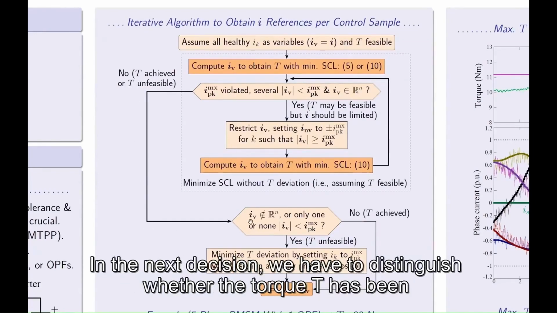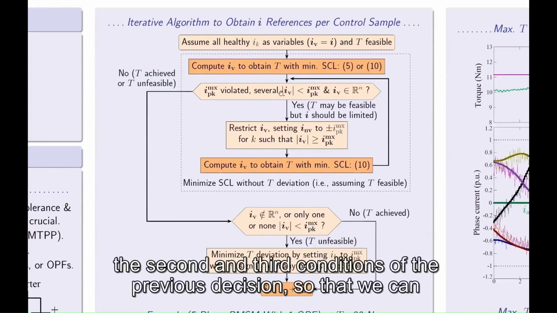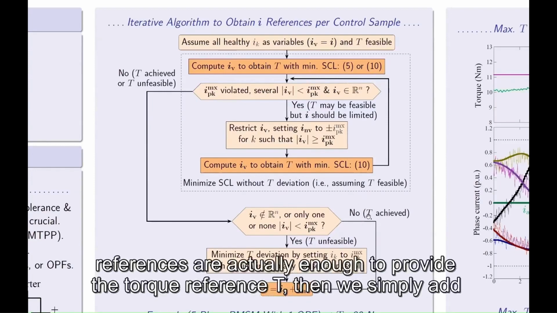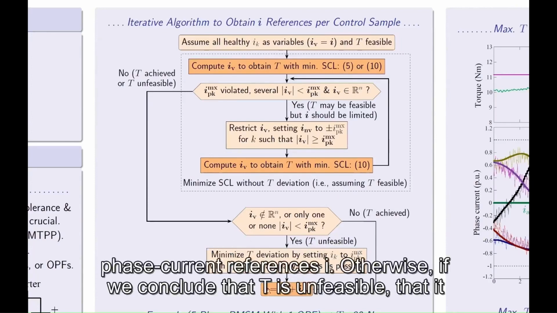In the next decision, we have to distinguish whether the torque T has been achieved or it is unfeasible. So here, what we check is, again, the second and third conditions of the previous decision, so that we can distinguish between these two cases. If we conclude that the obtained current references are enough to provide the torque reference T, then we simply add the variable and non-variable currents so that we generate finally the desired phase current references.